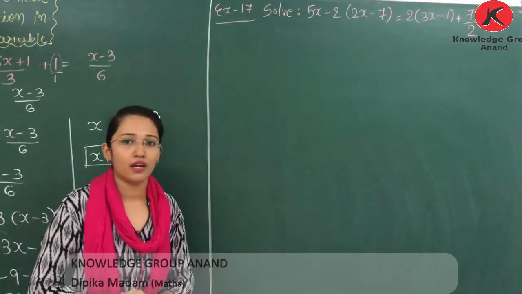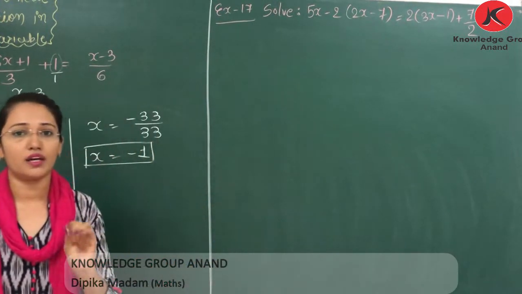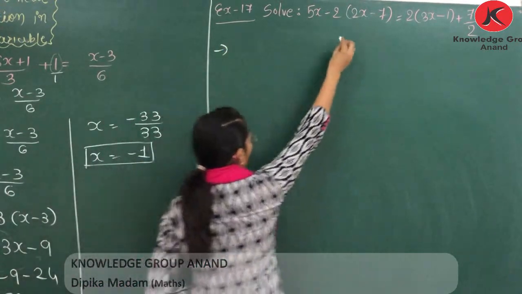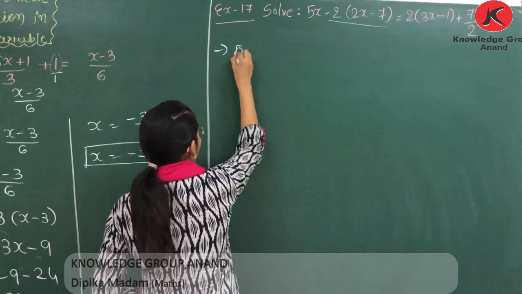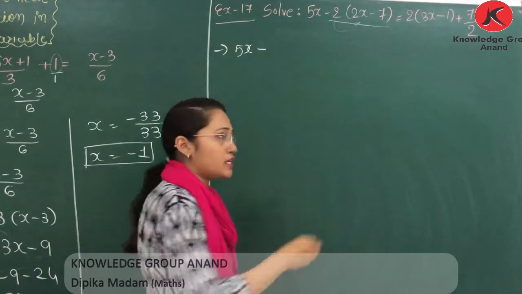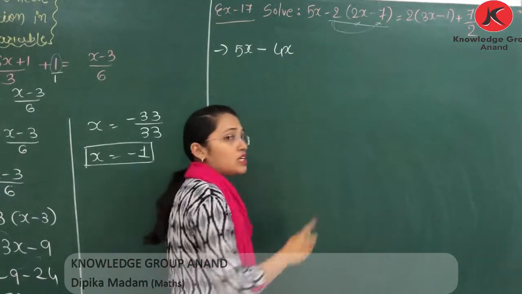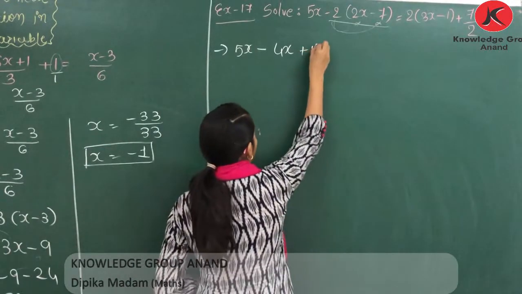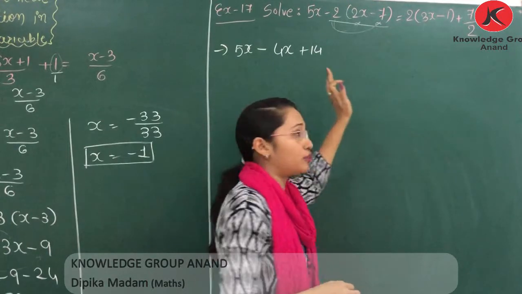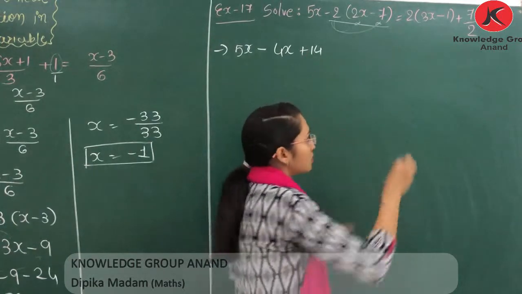Whenever there is a minus sign outside, with a number having a minus sign, then when you open the bracket all the signs inside the bracket will change. Clear? So here first of all we open this bracket. 5x, minus 2 is multiplied with 2x, so it is -4x, and minus 2 is multiplied with minus 7, it is plus 14. Okay, -2 into -7 is plus 14. You can see plus becomes minus and minus becomes plus.